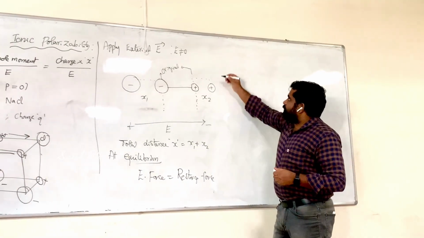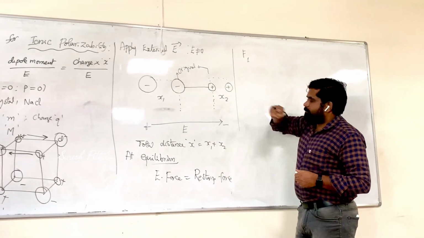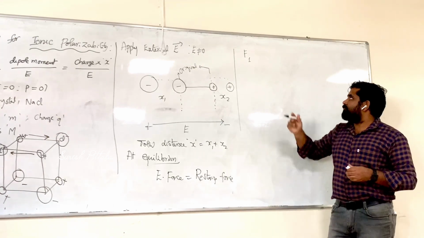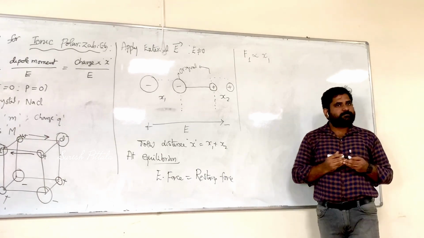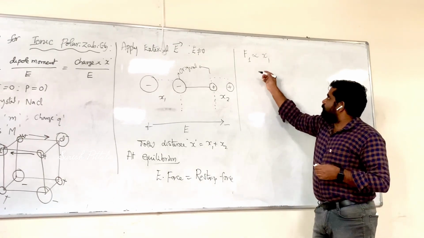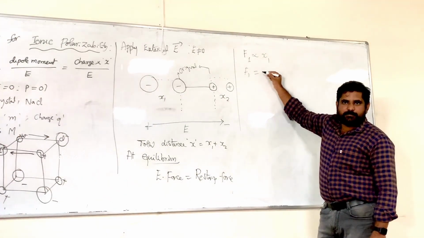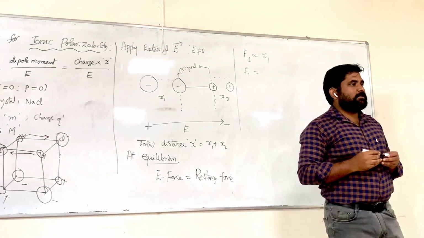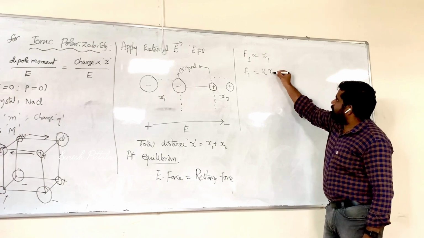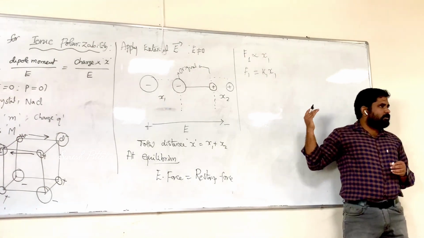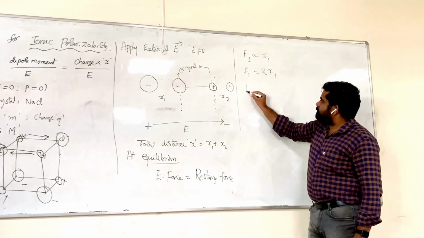Now what is the restoring force? Restoring force on the first ion, F1, is proportional to distance x1. If you take out the proportionality constant, what is the constant? The restoring force constant, K. Yes. F1 is K1 x1. You have studied this now. What is K1?